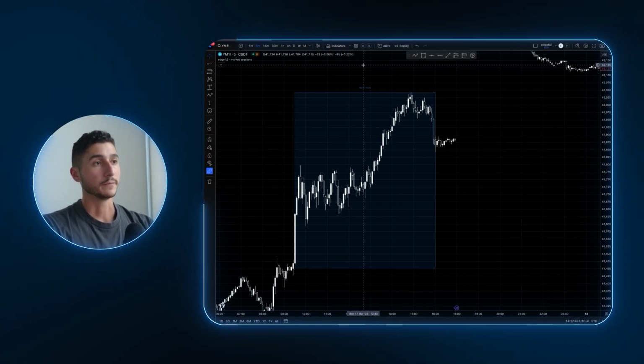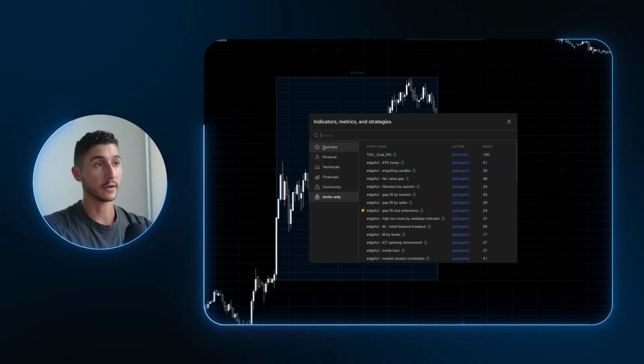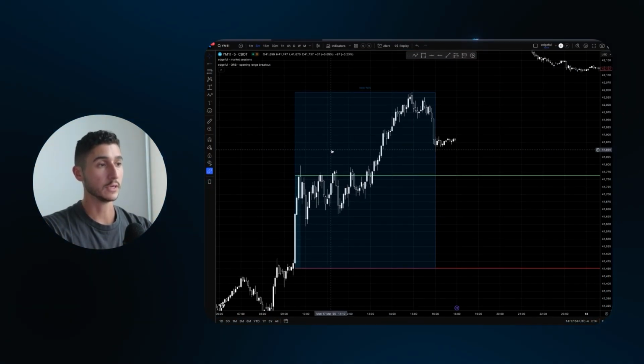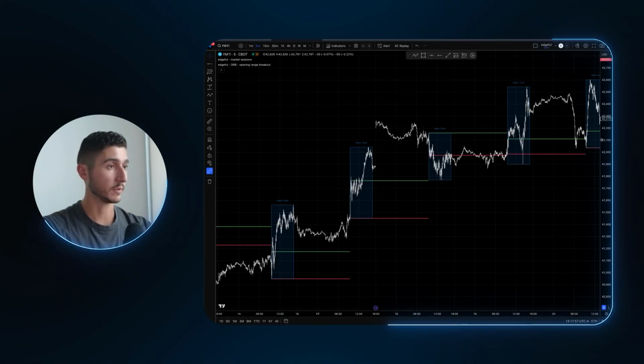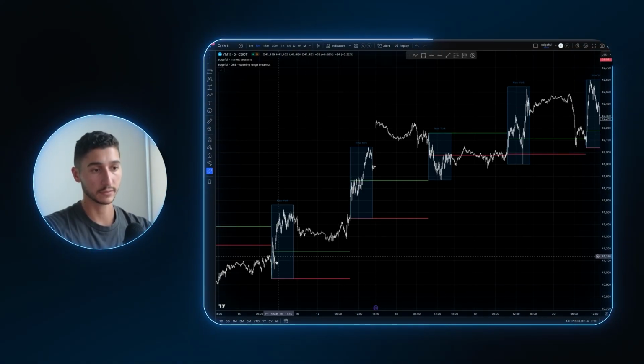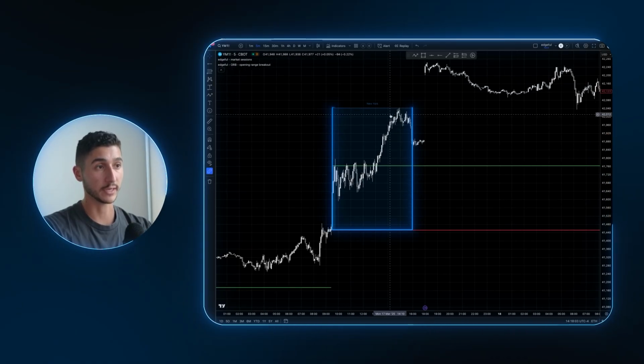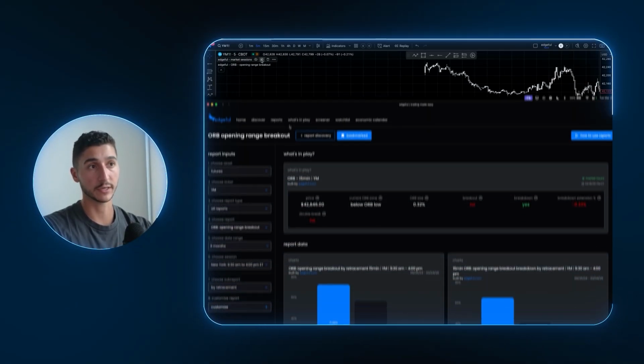So let's look at this on a chart. We have our market sessions indicator. I'm going to go and put on my ORB indicator. And what you're going to see here is I have automatically plotted for me the high and the low of the 15 minutes right here. I also have this New York session box plotted, which is the market sessions indicator.